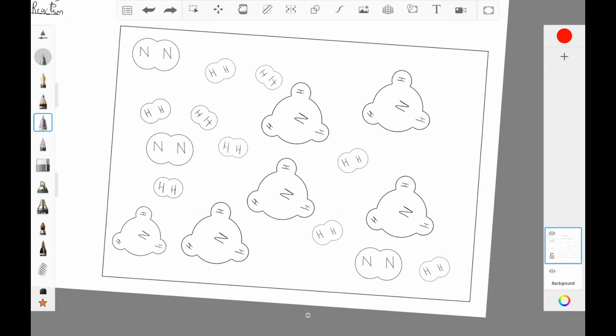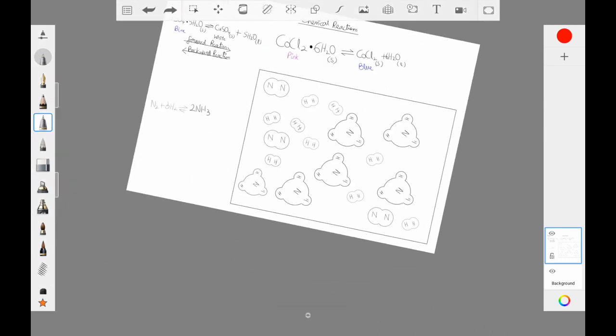Now in reversible reactions in a closed system, in this case what would happen is that once a certain amount of ammonia is formed, the system will reach a state known as dynamic equilibrium. Let's write that down.